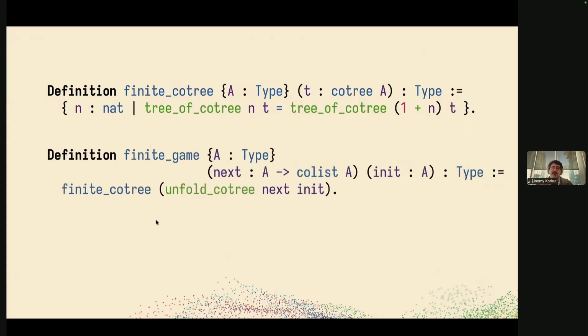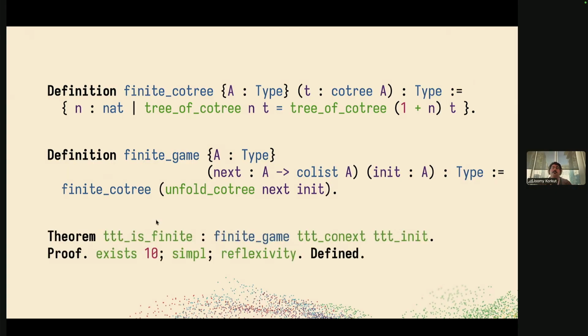And using that definition, we can even say a game, as defined by its initial states and next states function, is finite if the unfolded game tree is finite. And using that, we can prove that tic-tac-toe is a finite game. We need to unroll the game tree 10 times. And 10 because 1 for the empty board, and 9 because the longest game of tic-tac-toe takes 9 moves, so that's 10 times.